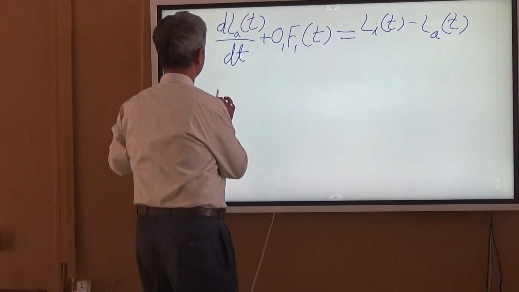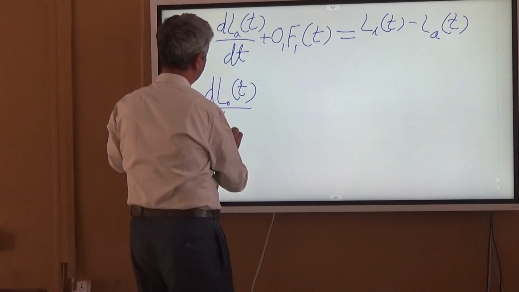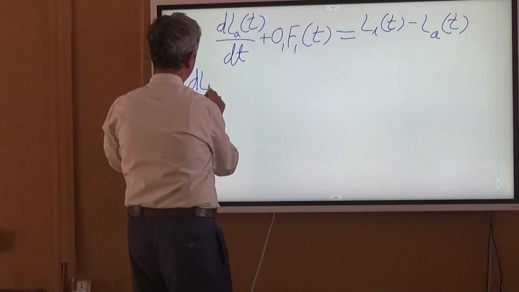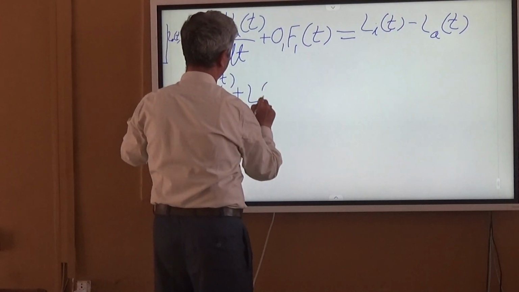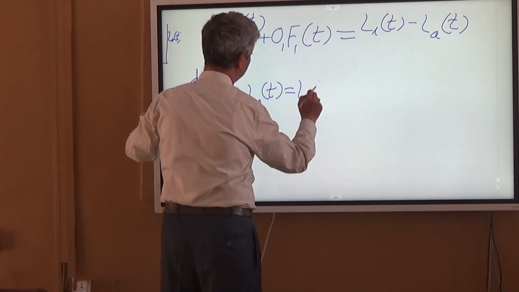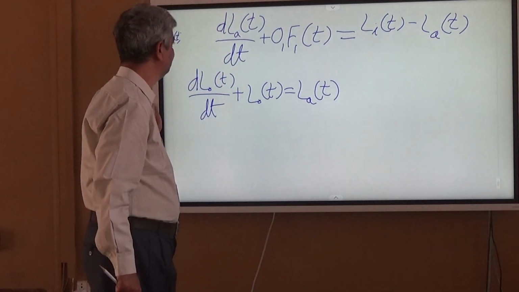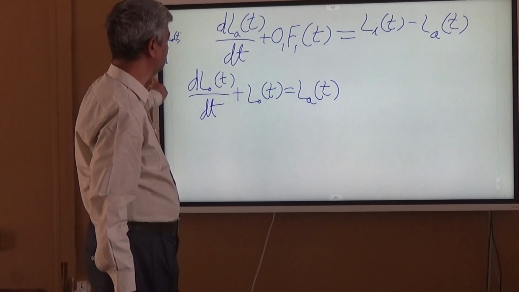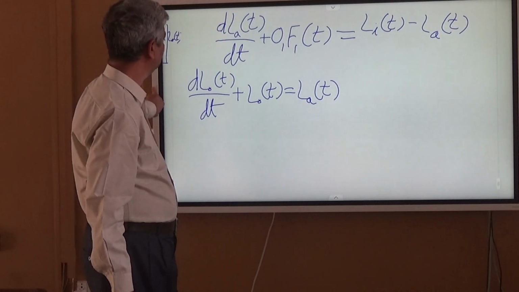And what was the earlier equation? dLOT by dt plus LOT is equal to LAT, is it right?